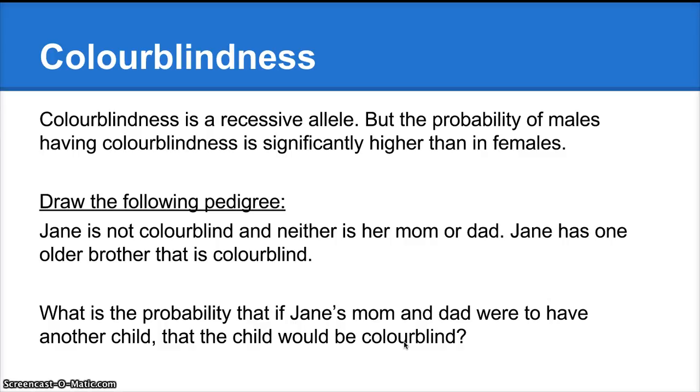Then I would like you to say, if Jane's mom and dad were to have an additional child, what is the probability that the child would be colorblind? So at this point, I would like you to pause the video and just draw out a quick pedigree and a quick Punnett square, checking to see the probabilities. Okay, when you do this, I would like you to just check with someone else in the class to make sure you got the same answers, and then you may continue on to the next slide. So pause the video now.